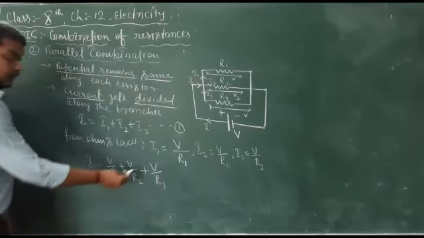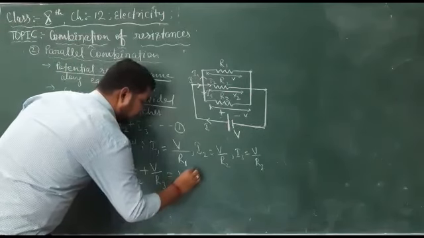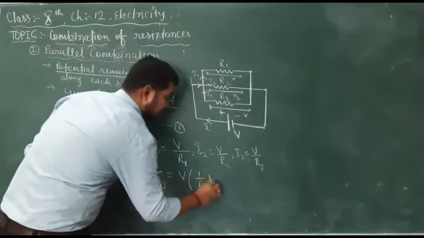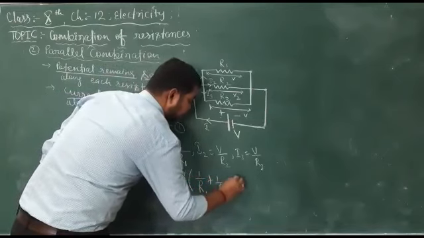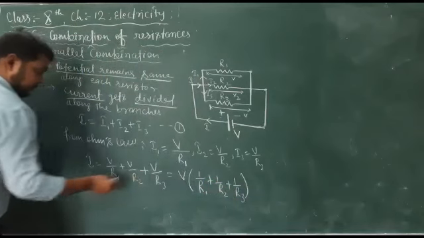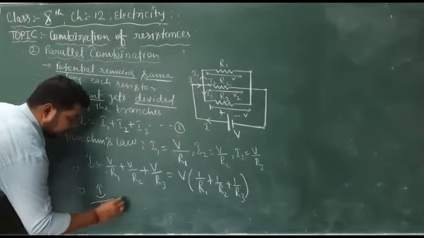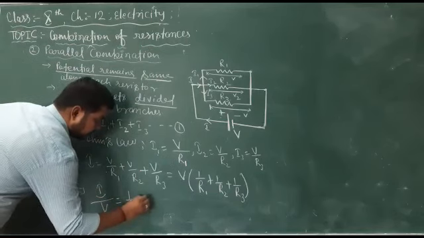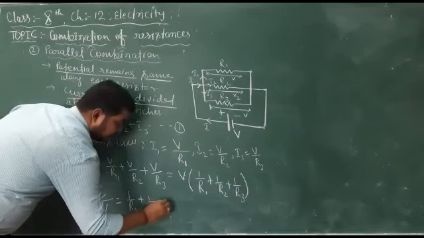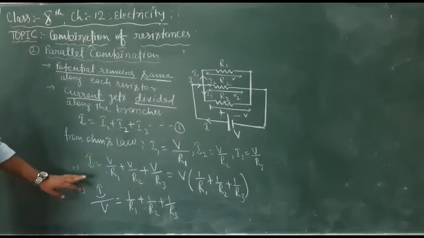Now you can take V common, so it will be V times (1 upon R1 plus 1 upon R2 plus 1 upon R3). Sending V to the left hand side, it will be I upon V, which is equal to 1 upon R1 plus 1 upon R2 plus 1 upon R3. Now from Ohm's law, V is equal to IR.